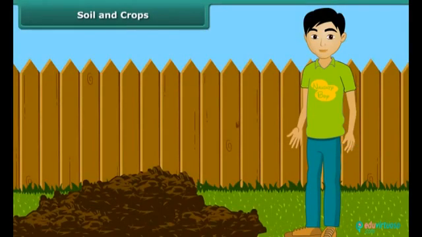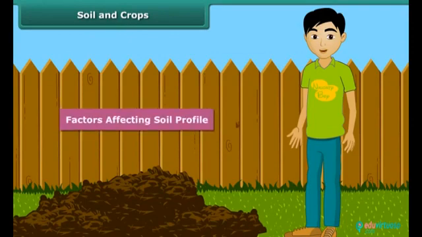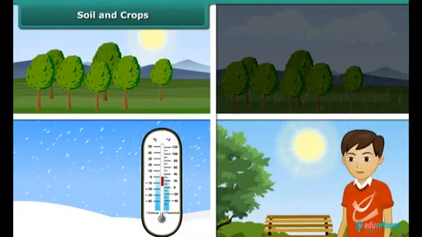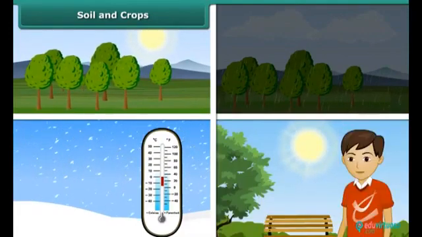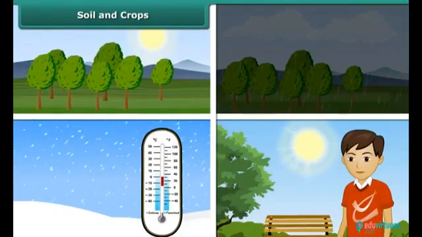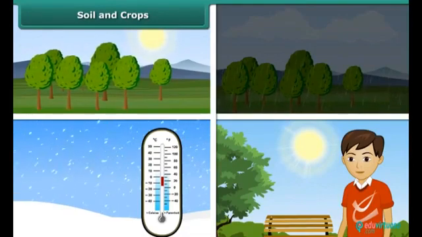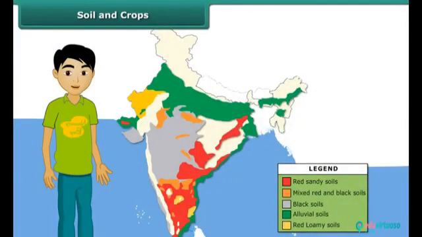Soil and crops. Soil profile is affected by wind, rainfall, temperature, light and humidity. These factors determine the type of vegetation grown in that region. India is a vast country. Different types of soils are found here. Let's see the type of vegetation grown on these soils.